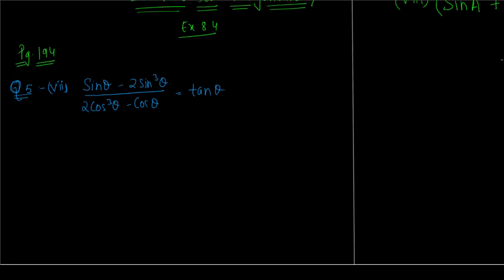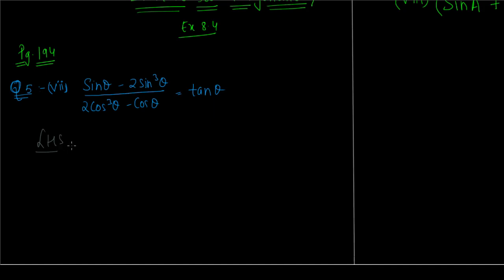The next question which we need to prove is that (sine theta minus 2 sine cube theta) by (2 cos cube theta minus cos theta) is tan theta. So see here, the RHS is tan theta, which can directly be expressed as sine theta by cos theta, right? So if I can write the LHS directly as sine theta by cos theta by performing some calculations, I'll get my answer. So first of all, let's take whatever we can take common from numerator and denominator.